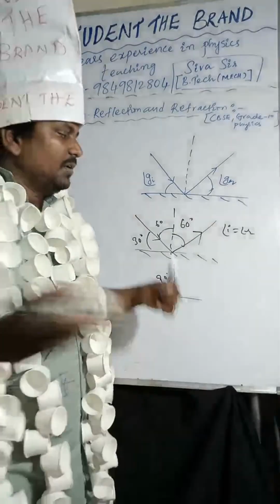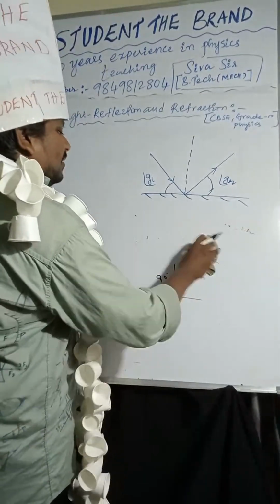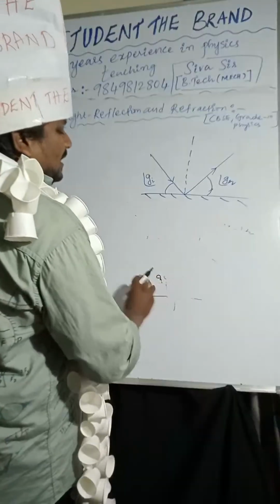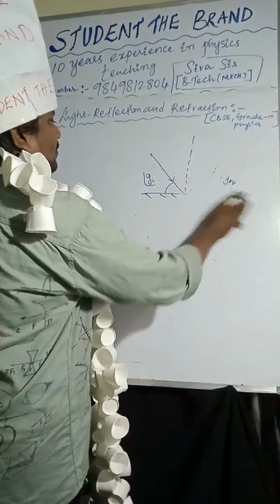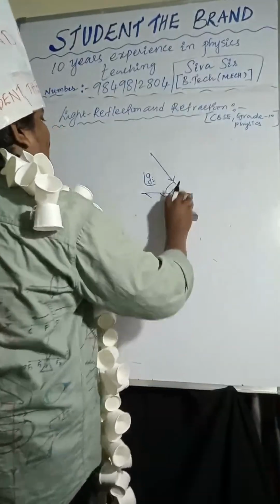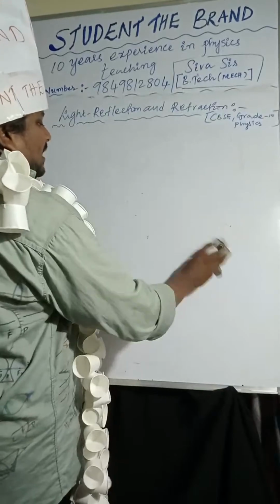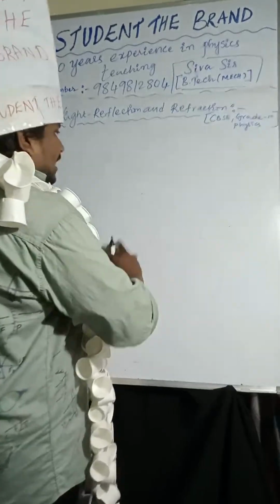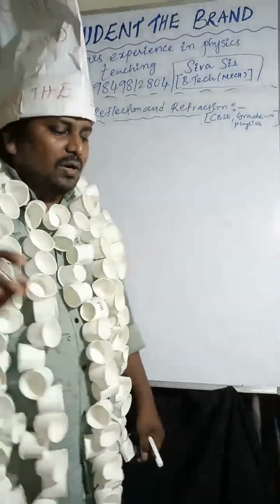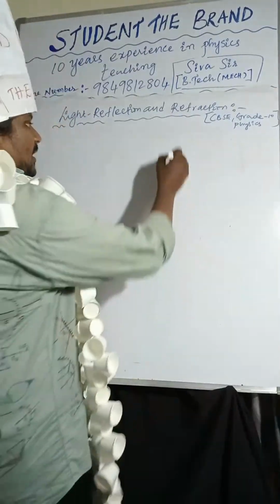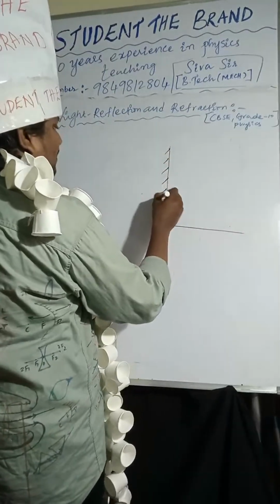Now we are going to the next one. One more question I asked in the previous class: when the light ray passes along the normal line, what is the angle of incidence, the angle of reflection, and also the angle of deviation? They asked the angle of deviation also. And one more question they will ask: sometimes they will give a diagram like this, with two plane mirrors.